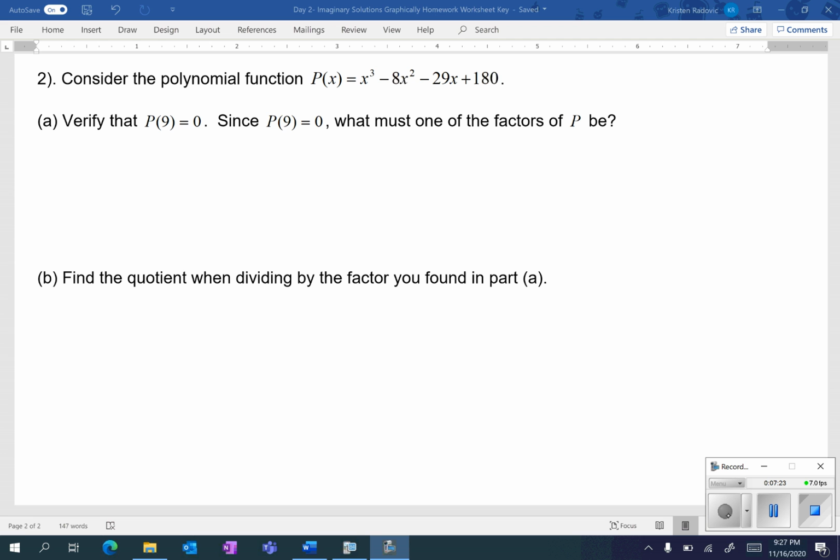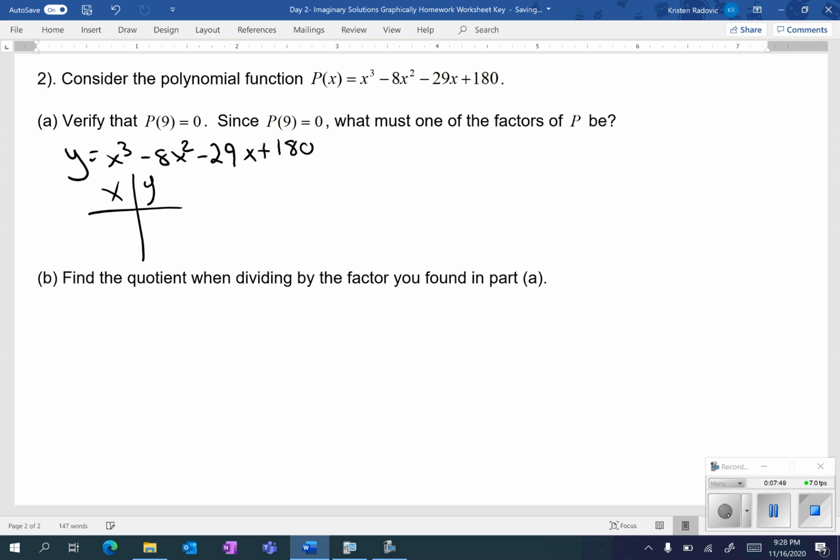So for the first one here, they're asking you to verify that p of 9 is equal to 0. The easiest way to do this is in your calculator, plug in y equals x cubed minus 8x squared minus 29x plus 180. And then go to your table, and at x is equal to 9, we should be getting 0.